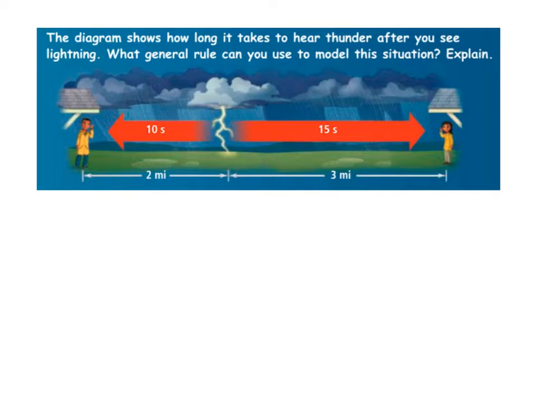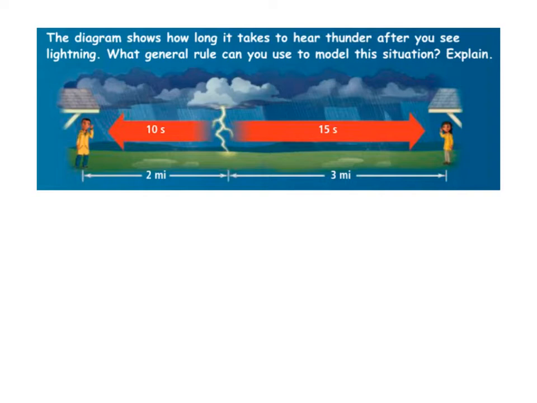Here you've got a real life situation where lightning strikes and you see the flash immediately, but the sound takes longer than light to get to you. And you can actually use this to figure out how far away the lightning struck. Here's the fact, and this is actually how lightning and thunder works: if you are 2 miles away, it will take 10 seconds from the time you see the flash to when you hear the crack. And if you're 3 miles away, it'll take 15 seconds. So what's the general rule?